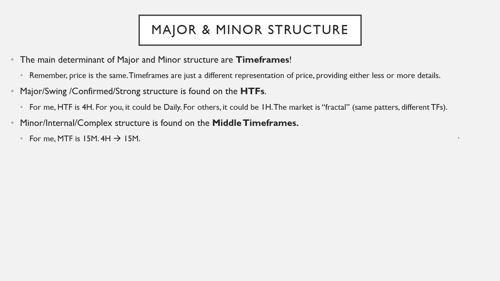So if you have your major structure on your higher time frame, which is the 4H, then the lower one you choose is going to be your minor, your internal structure, your complex structure. This is what we find on our middle time frames, which for me is the 15 minute. So I go from the 4H to the 15 minute. This is the most important transition. And then if you want to do another one for entries, from the 15 minute to the 1 minute, but it's all the same. It's fractal, right?